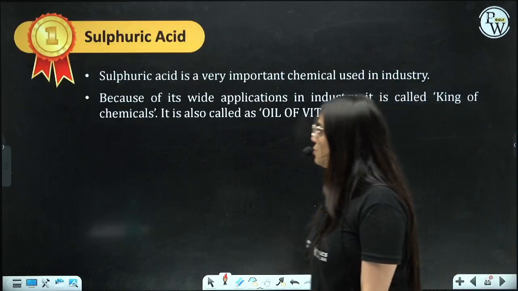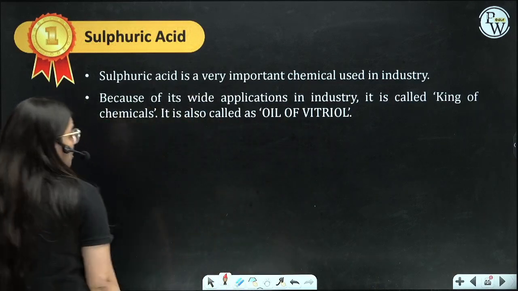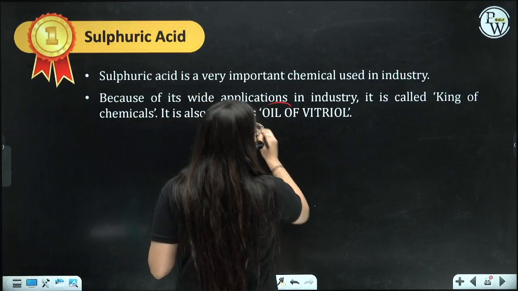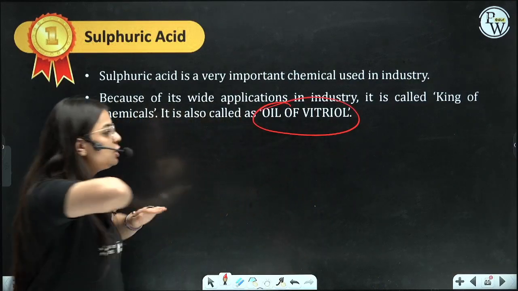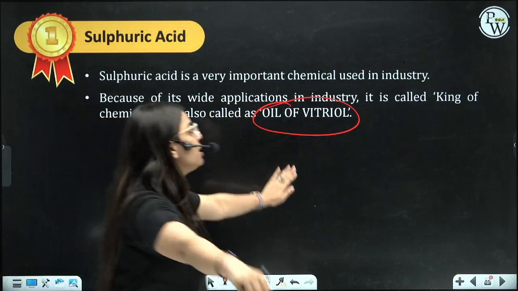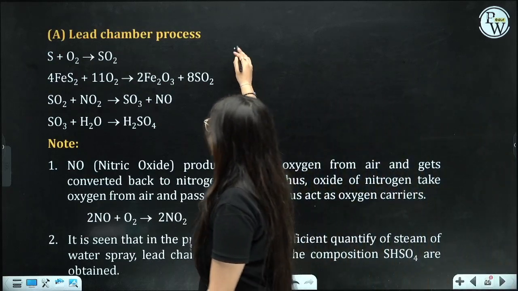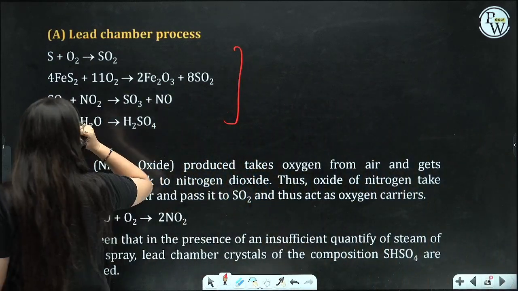Moving on to sulfuric acid, students, it is a very important chemical that is used in industry. It is also referred to as what? Oil of vitriol, or the king of chemicals. King of chemicals, sulfuric acid. How do you obtain that? H2SO4 by the lead chamber process.